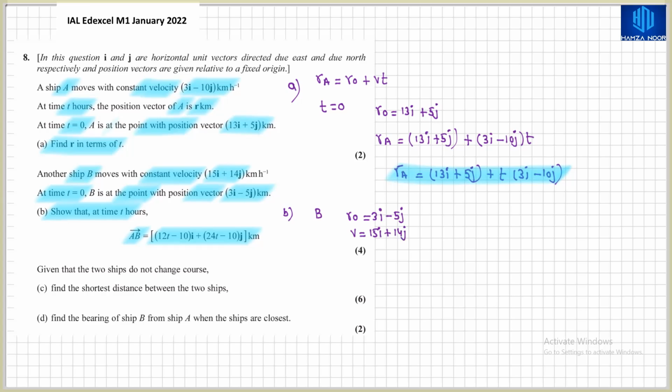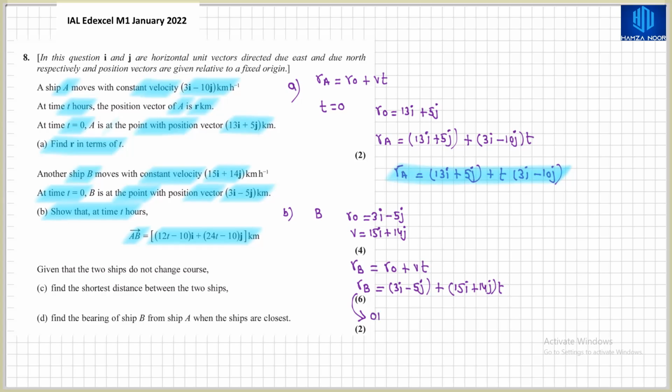Okay, so we are going to make the equation for the position vector of ship B, which will be equal to r naught plus vt. Therefore, the position vector for ship B is equal to 3i minus 5j plus (15i plus 14j) times t. So what we need to do is show the vector AB. All right, so r_B is basically the position vector of ship B at time t.